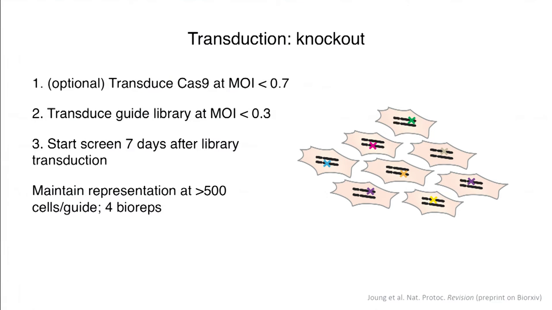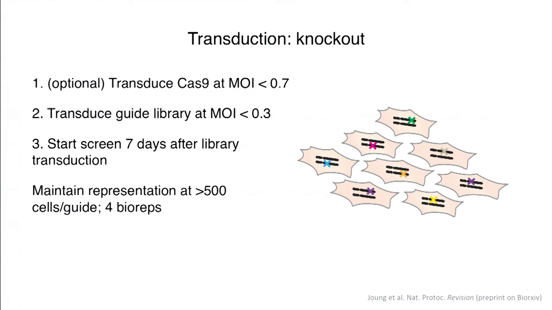Now, for knockout screening, first, if you're doing a two-vector system, there's an optional step of transducing the Cas9 vector, usually at an MOI of less than 0.7, because we don't care that much if one cell has two different copies of Cas9, or just one. And for the guide library, we recommend transducing at an MOI of less than 0.3, usually 0.2 to 0.3. And so this tries to get at a single perturbation per cell. And then for knockout screening, usually the number of indels saturates at 7 days.